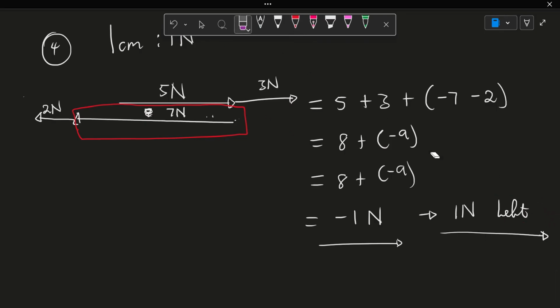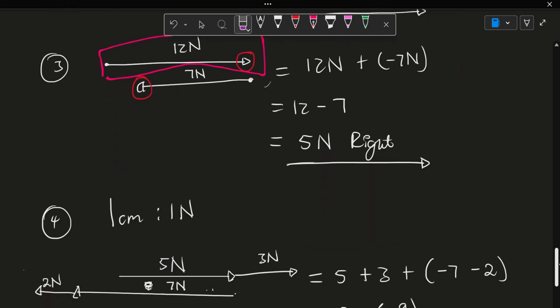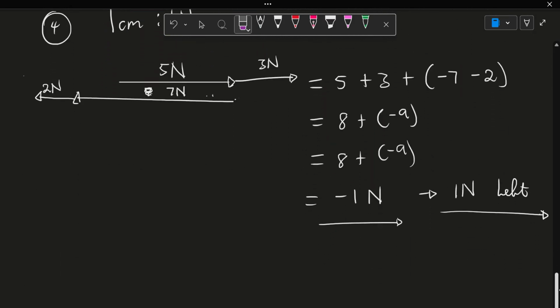Really hope you guys are seeing that. Remember, the direction of the resultant vector is going to be the same as the direction of the largest single vector. Okay, I think that just about covers everything.